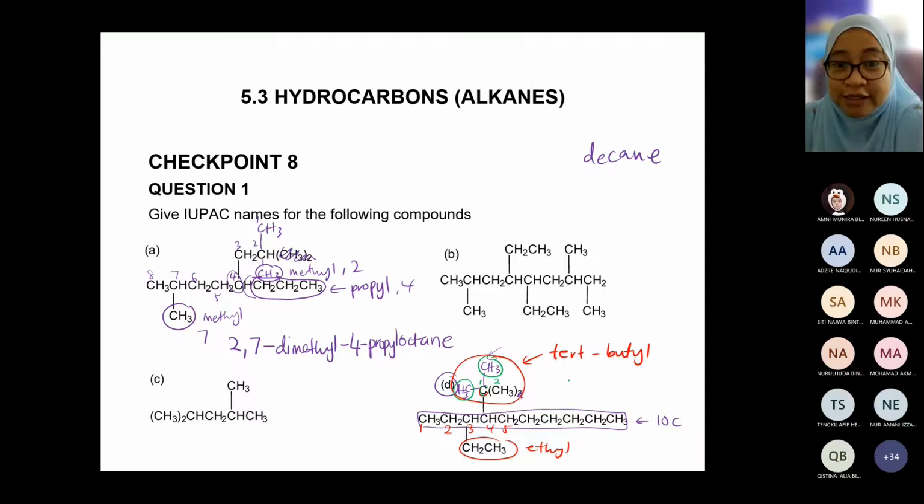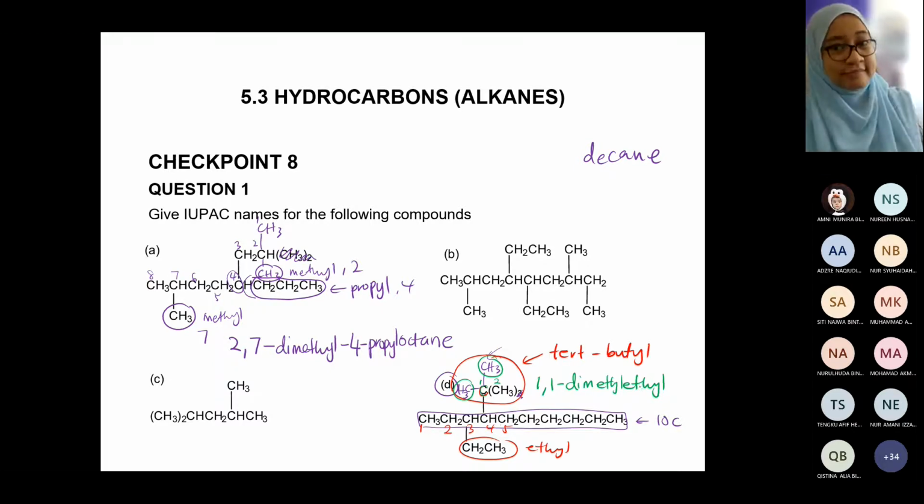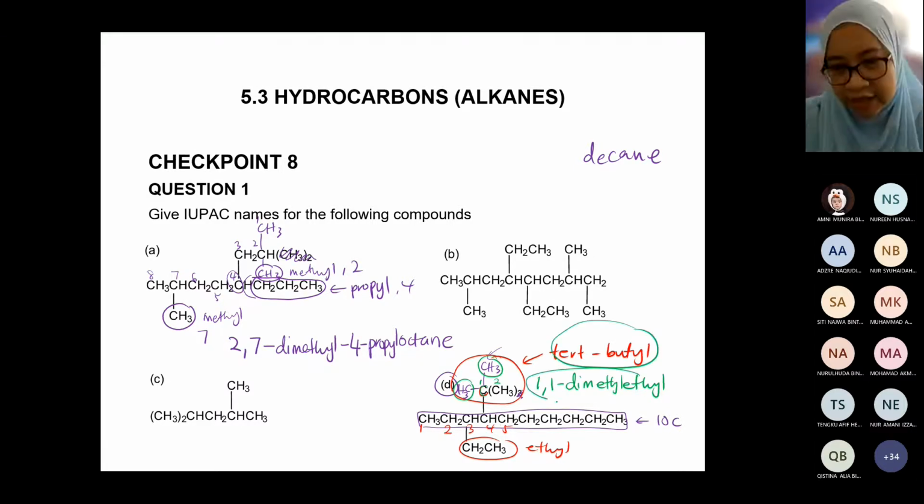Okay, so dia punya systematic name will be, so ethyl lah parent dia. Sebab dia ada 2 carbon kan. And at carbon number 1, we have 2 methyl group. So, 1, 1, see, because you have 2 methyl group kan. Dimethyl. 1,1-dimethylethyl. Okay. Alright, so this is the common name. This is the IUPAC name, the systematic name. Okay, now we are going to put this into the full name of the compound.